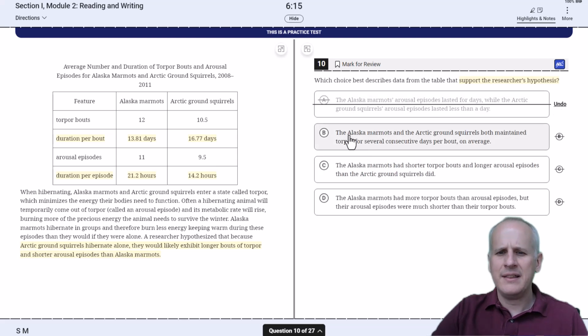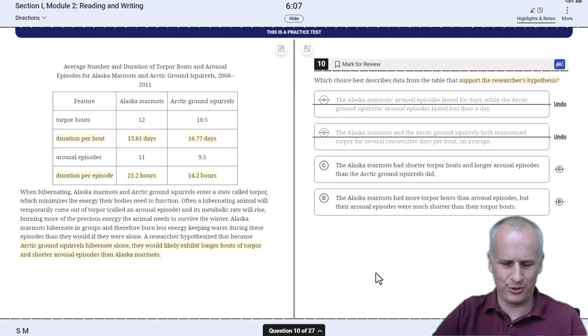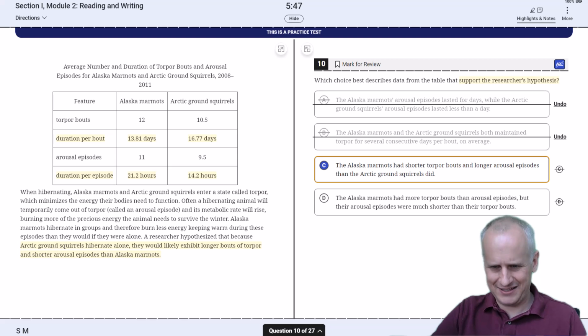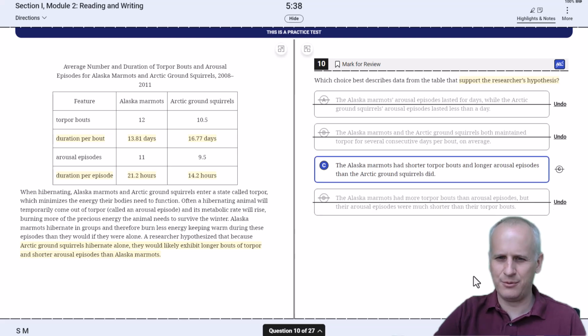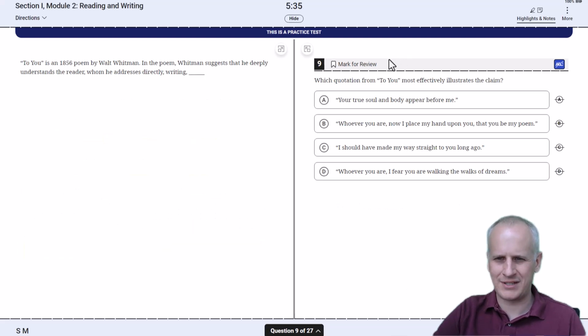So goodbye, A. The Alaska marmots and Alaska ground squirrels both maintain torpor for several consecutive days. Well, this isn't a distinction between the two, so we can eliminate B because that's a similarity. We want to show that one is different from the other. Choice C, the Alaska marmots had shorter torpor bouts, so that's going to be 13.18 days, 81 days versus 16, yes. Longer arousal episodes, yes, and so that matches exactly what the hypothesis was. And lastly, choice D, the Alaska marmots had more torpor bouts than arousal episodes, but their arousal episodes were much shorter than the torpor bouts. Has nothing to do with the squirrels, so our correct answer is C, and we hit back one more time.